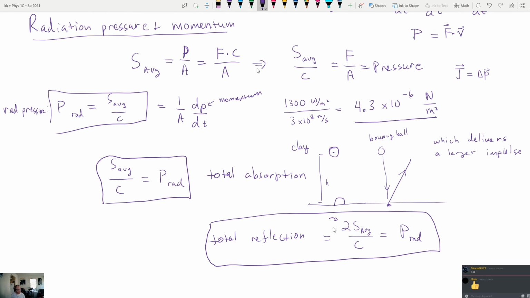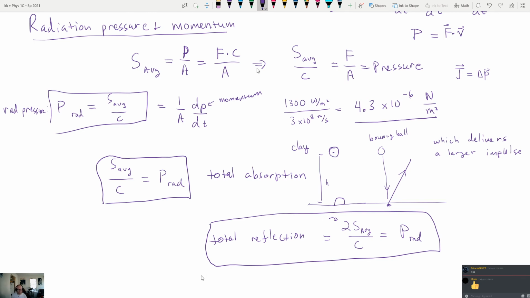All right, so like I said, you can have a perfectly reflecting surface and you get 2 S average over C. You can have a total absorption surface, again something like a black surface. Something that's really light and white, like white clothing, is really good at reflecting light. So that would give you something like this as well.